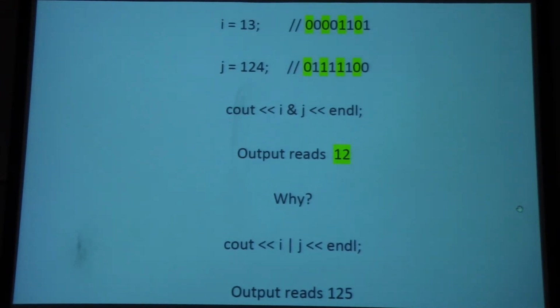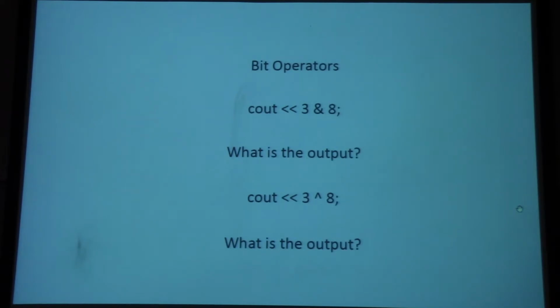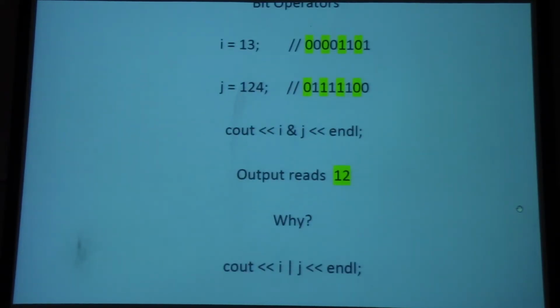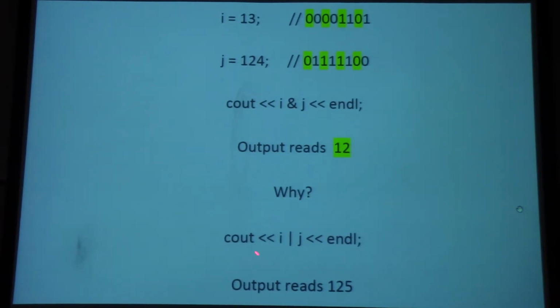And one more operator is the XOR operator, which is this one right here. If I output i XOR j, XOR is exclusive OR, it will give you a 1 only if the bits are different, and 0 if they're the same. So I would get 0, 1, 1, 1, 0, 0, 0, 1. Whatever you get, that's what you get when you print it out.